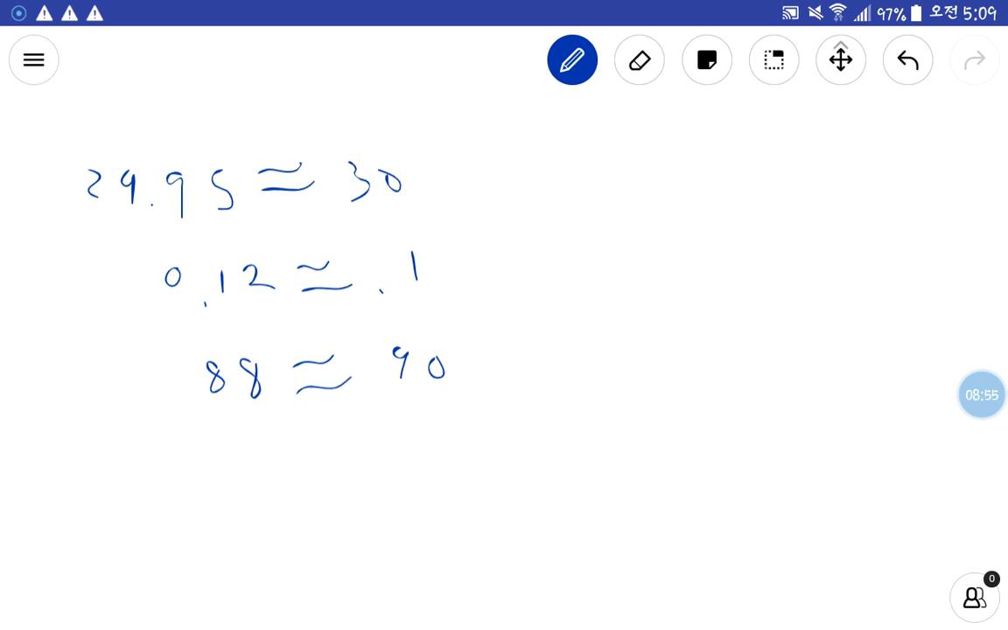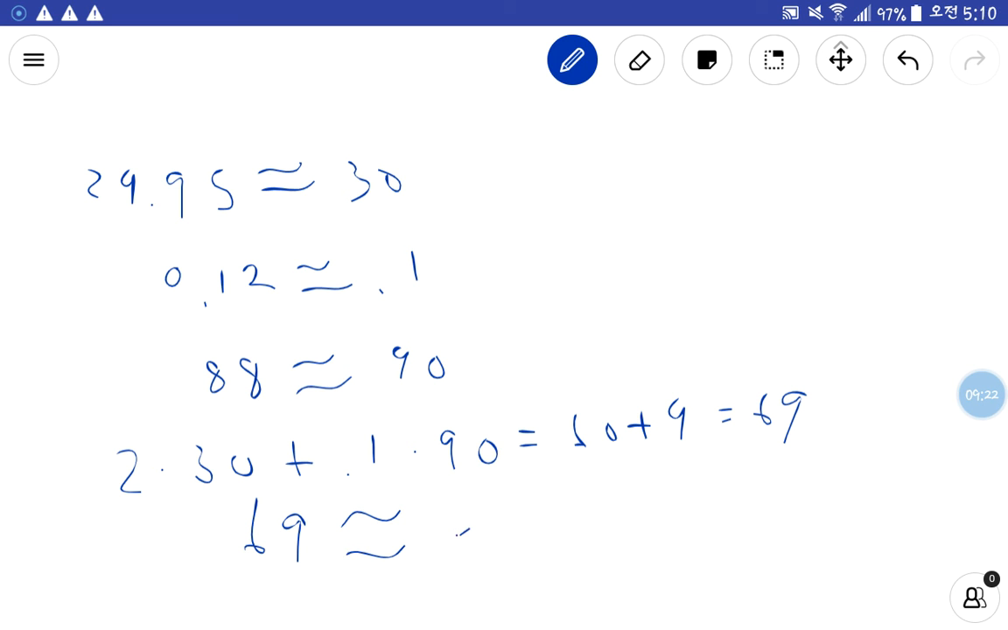So you just plug in the numbers to check that your answer is close enough, which means 2 times 30 plus 0.1 times 90, and you should get 60 plus 9, which is 69. If this number is close to the $70.46, then you can make sure that your answer is pretty reasonable. So look, $69 is pretty much close enough to 70.46, which is about 70. So yes, you can say that 88 miles is a reasonable answer.